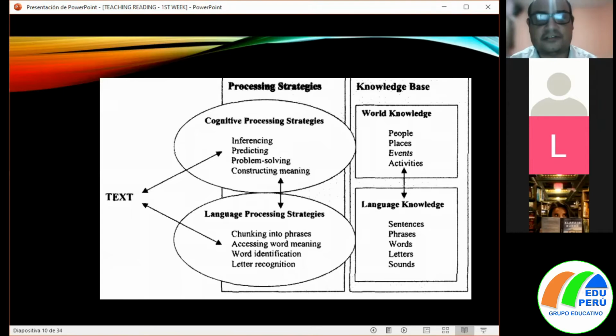The word knowledge, so the knowledge that you have related to people, places, events, activities, and the language knowledge related to sentences, phrases, words, letters, sounds. Notice all the processes that are involved in reading, not just understanding the words or the sentences. Notice here, we have other aspects when we read something.